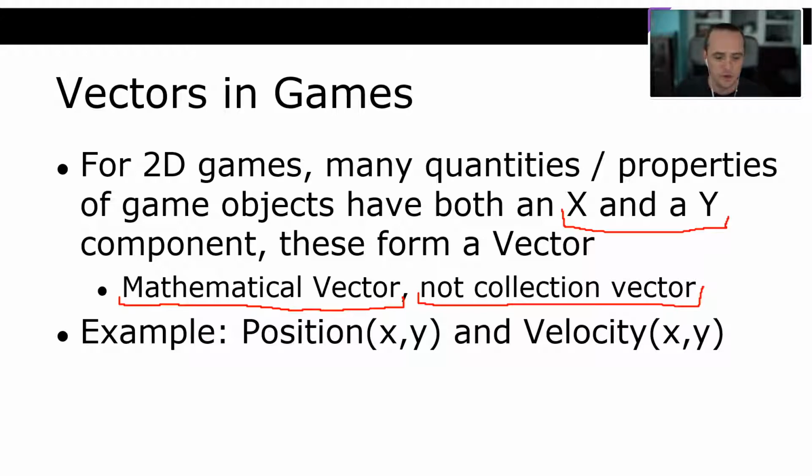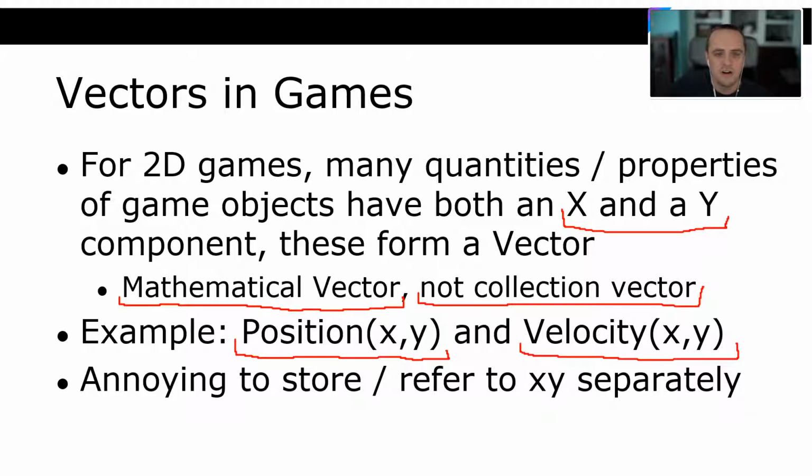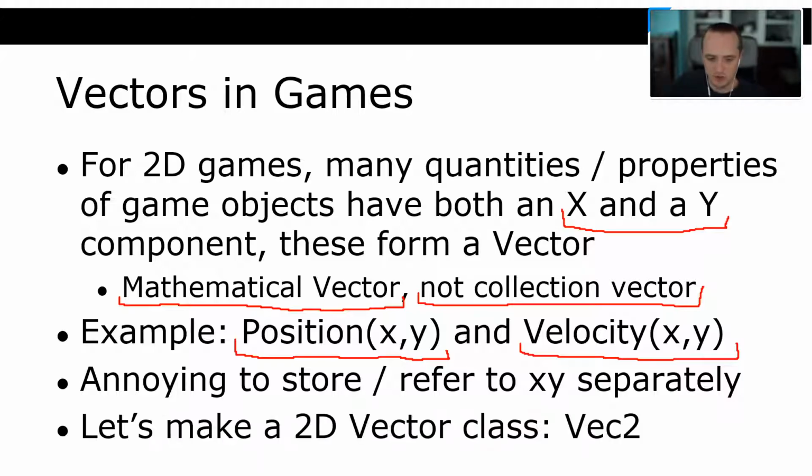For example, we might have a position in our game. A position is where something would live. That will have both an x and a y component. We might also have a velocity, and a velocity also has an x and a y component, right? If all of our 2D variables are going to have both an x and a y component, this is going to be really, really annoying to have to store and refer to and do the mathematics on the x and y components separately. So what we're going to do is make our own 2D vector class, and we'll call that Vec2, okay?